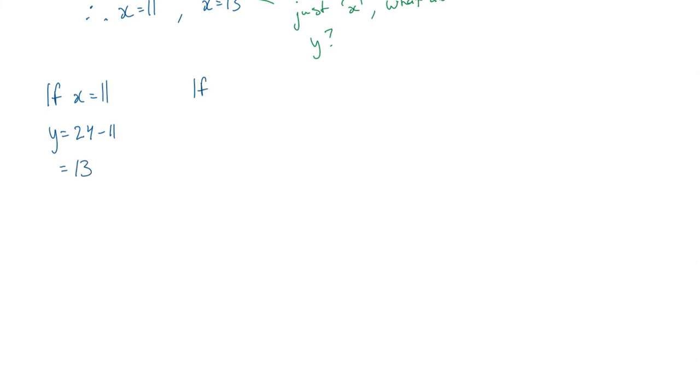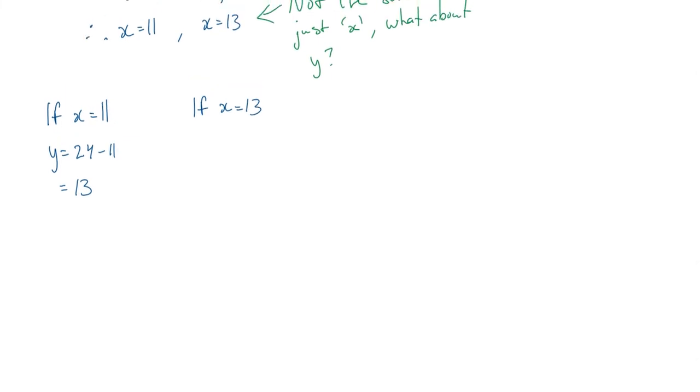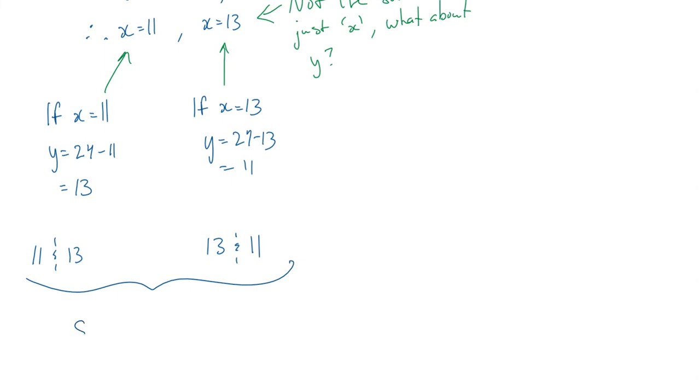If x equals 13, because that was my two values of x, what I actually got here was two answers. Okay, then 24 minus 13 equals 11. So that means from this one, I've got 11 and 13. And from this one, I've got 13 and 11. But in reality, these are the same answer.